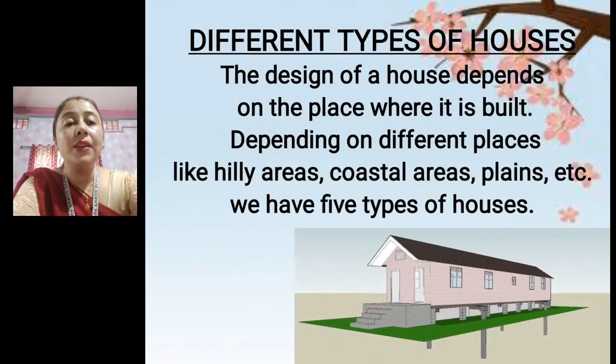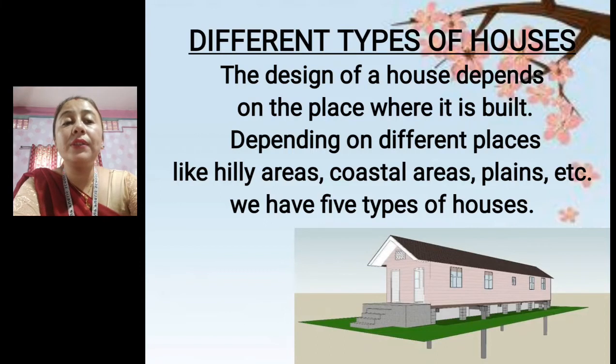Now first we will learn different types of houses. The design of a house depends on the place where it is built. So you know that there are different places on the earth. Yes, some places are near water, some places receive heavy rainfall, some places are very very cold, some places are very very hot. So the design of the house usually depends on the place where it is built.